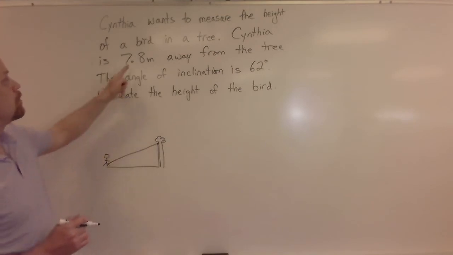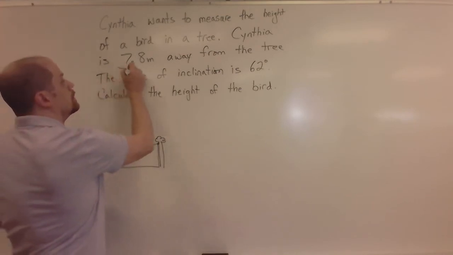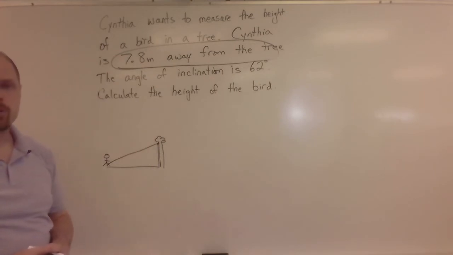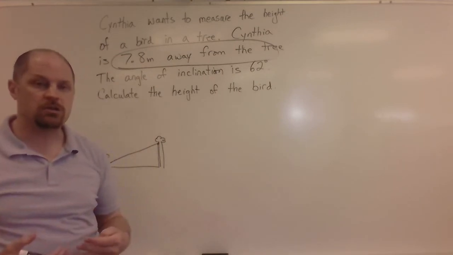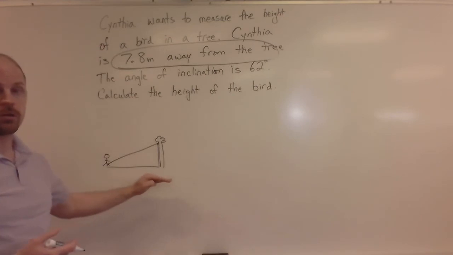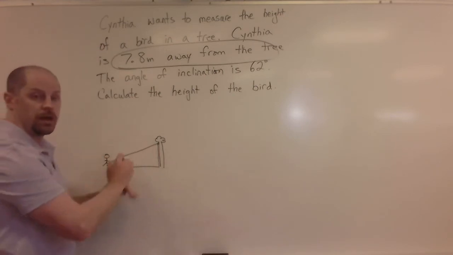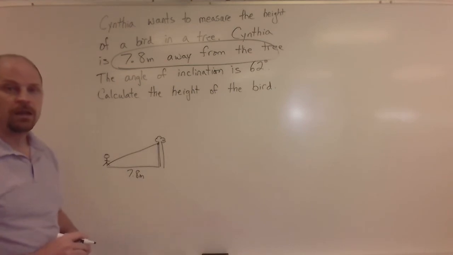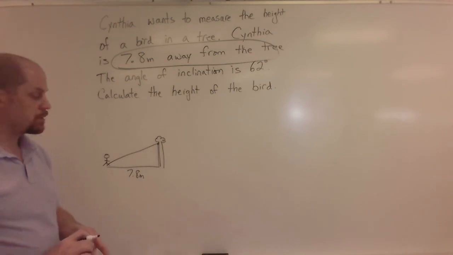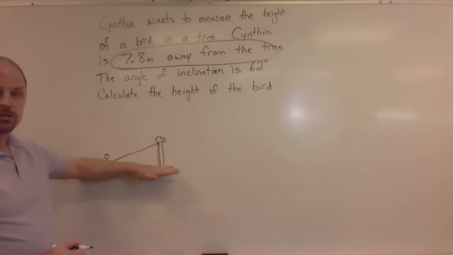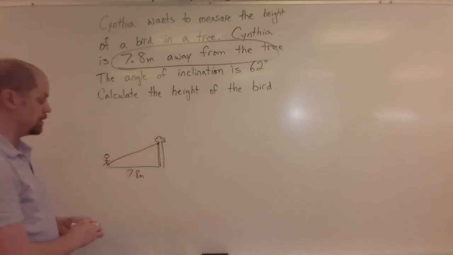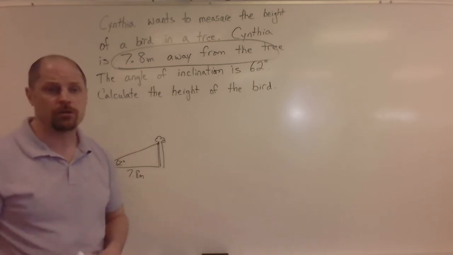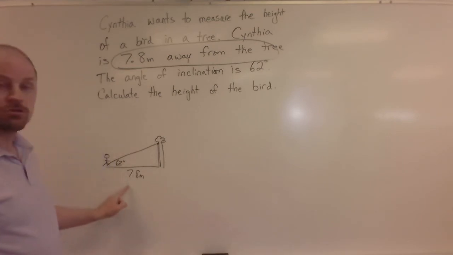So now we're told 7.8 meters away from the tree. So what we're going to do is we always measure things along the ground. We don't measure through the air. So 7.8 along the bottom. The angle of inclination, 62 degrees, always touches the horizontal line and the hypotenuse. Just always remember that rule. Always look for the horizontal line. We've got the two numbers in.